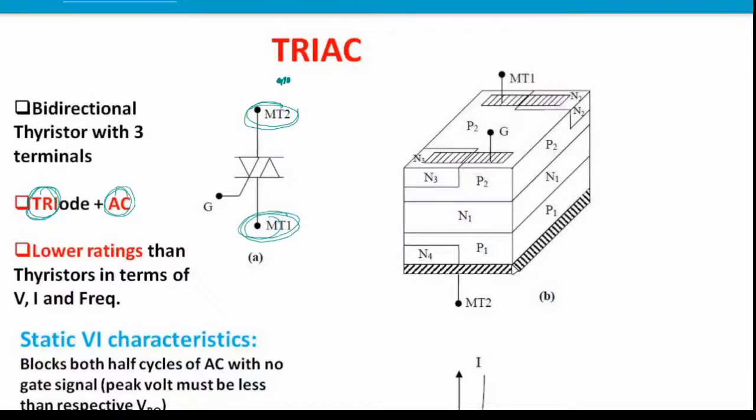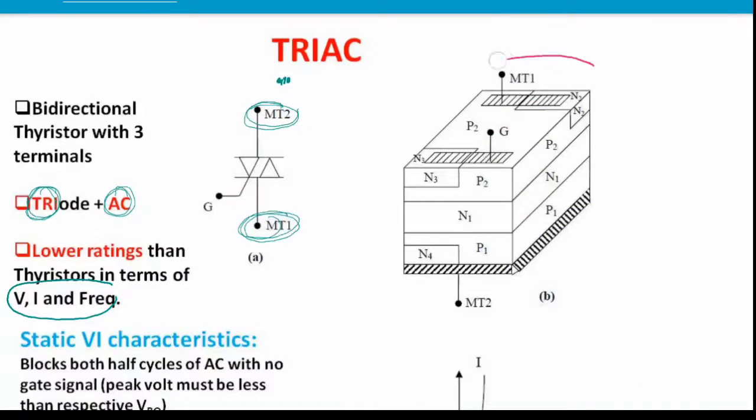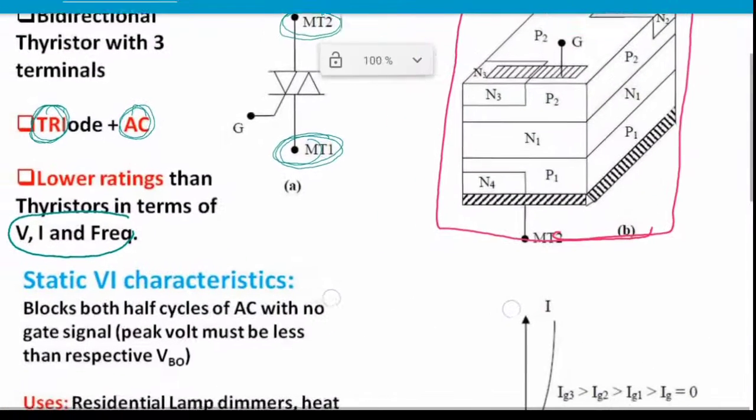Next, it generally has a lower rating than a thyristor in terms of all the parameters, that is voltage, current and frequency. It should be remembered. Another thing is the physical structure, which is well differentiated from the thyristor.